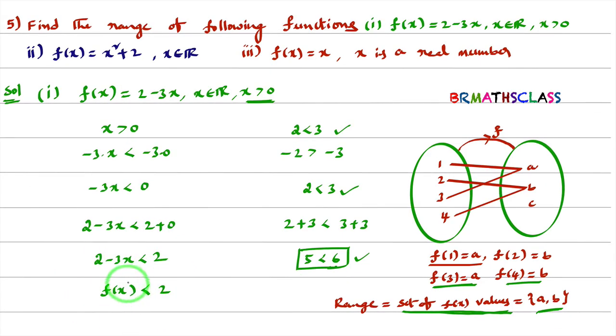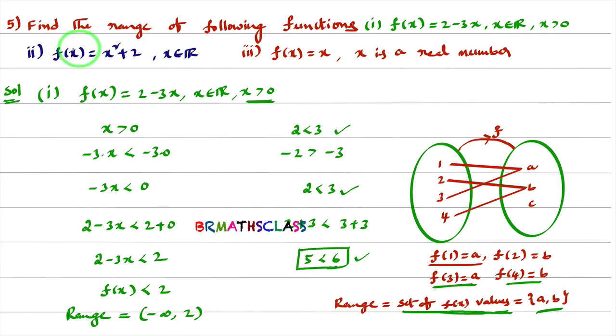What are we trying for? We are trying for f of x values. What did we get here? All f of x values are less than 2. From this, I can write the range of this function. What is the range of the function? All the real numbers which are less than 2. So I can write the range as the open interval minus infinity to 2. Now we will see the range of the second bit.